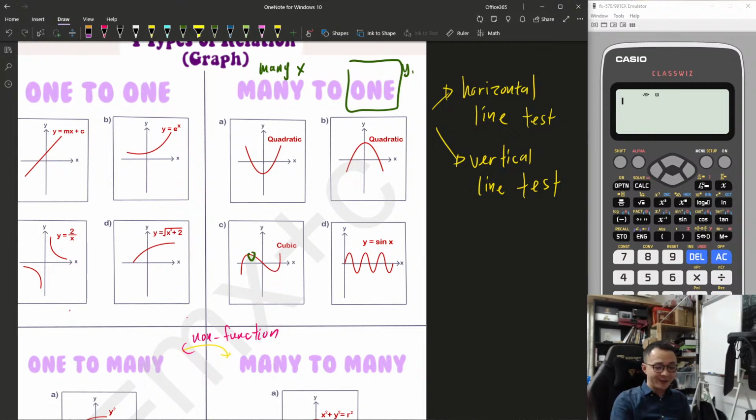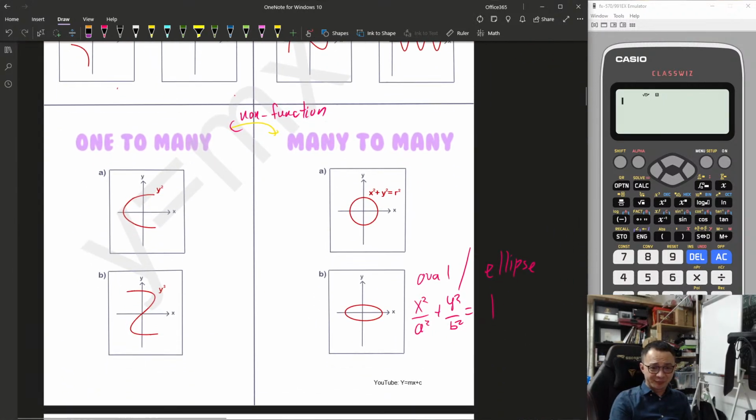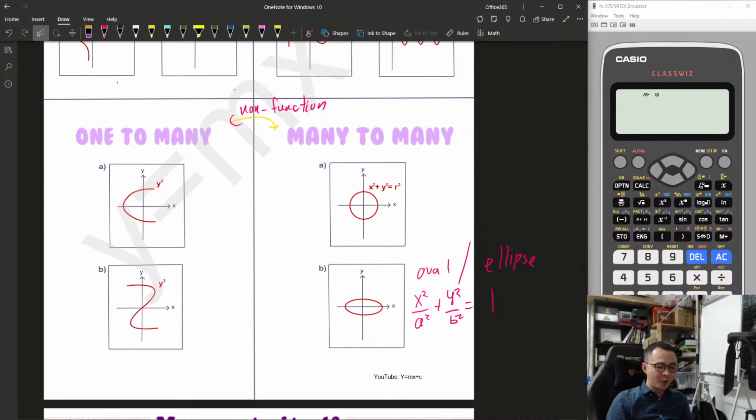But if I come to one-to-many here and do the vertical line test, do you see I touch two values here? I mean, two different points on the graph. So this one we call one-to-many.